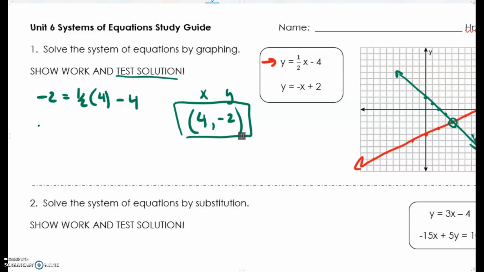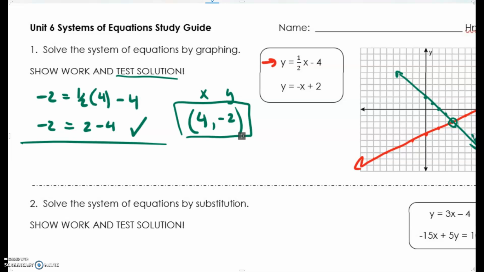Does this make a true statement? Let's see. 1/2 of 4 is 2. 2 minus 4 is -2, so yes, it worked for the top equation. Now I'm going to test it into the lower equation. -2 is equal to -4 plus 2. Is -4 plus 2 equal to -2? Yes, it is. So that is showing or testing the solutions.